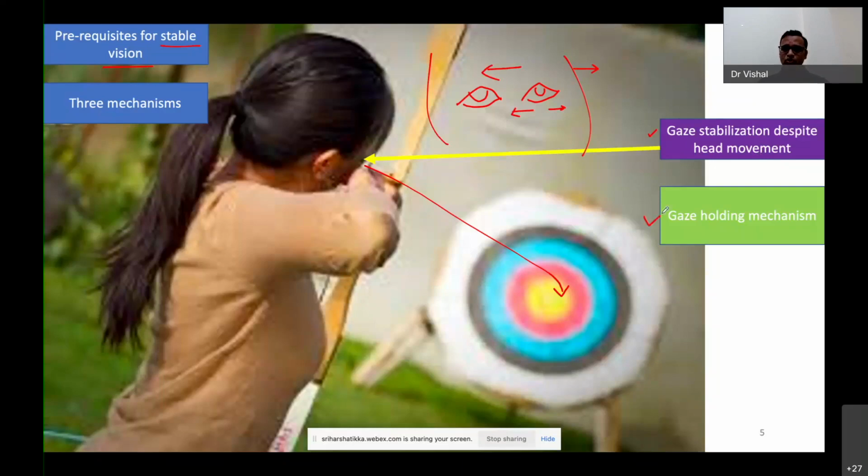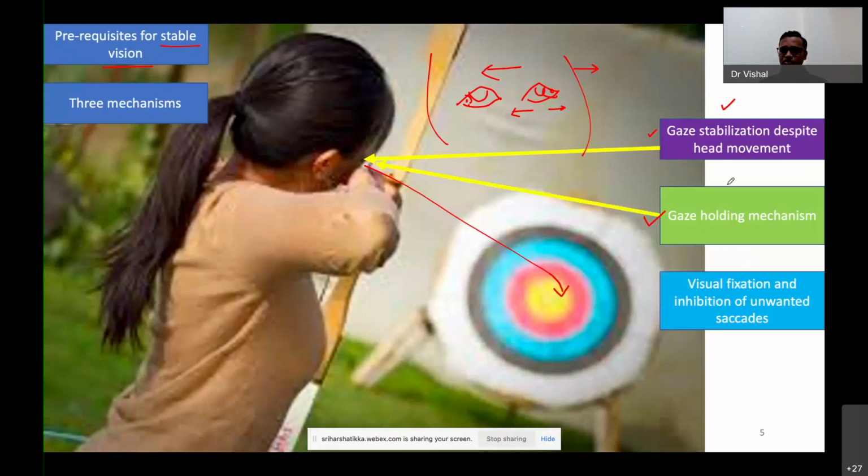The second is the gaze holding mechanism. We should be able to hold the gaze in eccentric positions of the eyes, for which we need a neural integrator. For this we need the vestibulo-ocular reflex and the optokinetic reflex. And the third mechanism is visual fixation and inhibition of unwanted saccades, for which we need the anterior visual pathways.